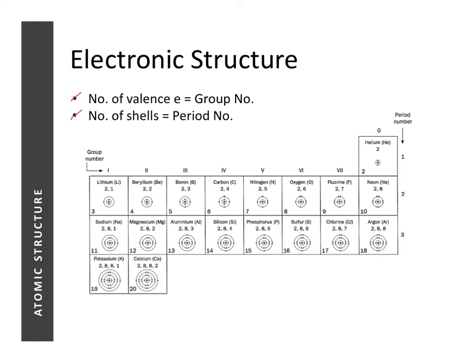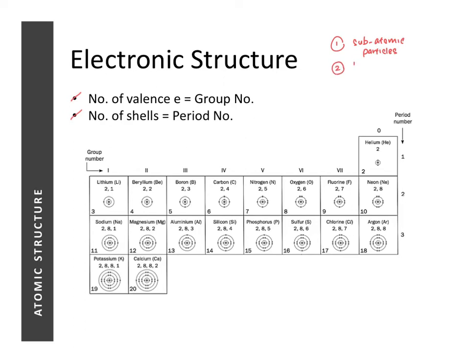So that's all for atomic structure. Again, there are four very important parts. First, we need to remember the type of subatomic particles that are present. Where are they located? What is the relative mass? What is the relative charge of each particle?